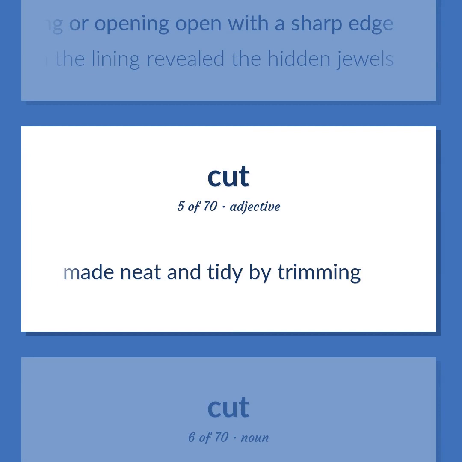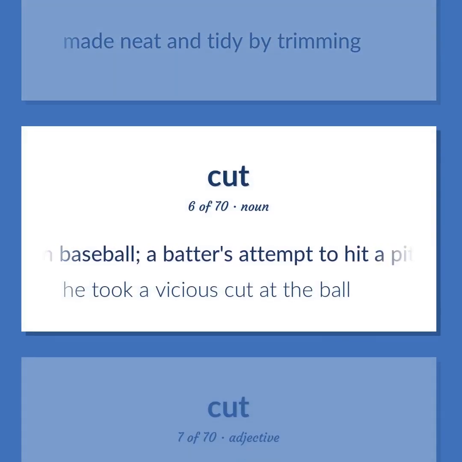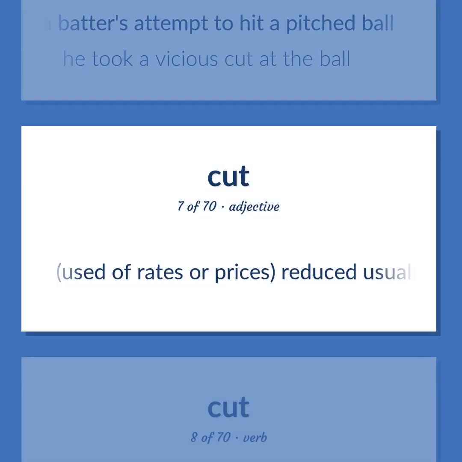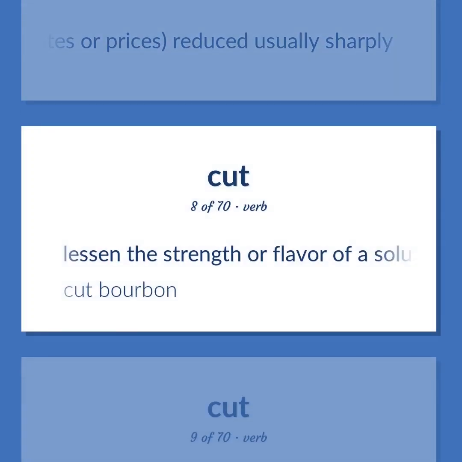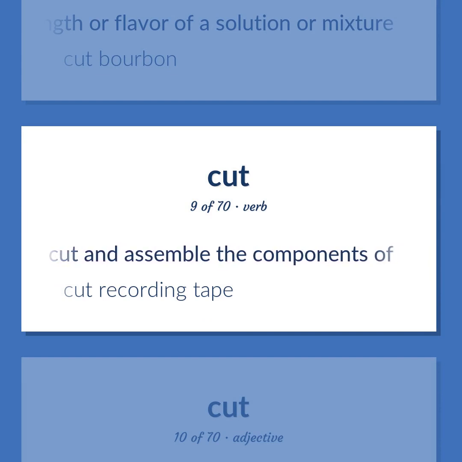Made neat and tidy by trimming. In baseball, a batter's attempt to hit a pitched ball. He took a vicious cut at the ball. Used of rates or prices, reduced usually sharply. Lessen the strength or flavor of a solution or mixture. Cut bourbon. Cut and assemble the components of. Cut recording tape.